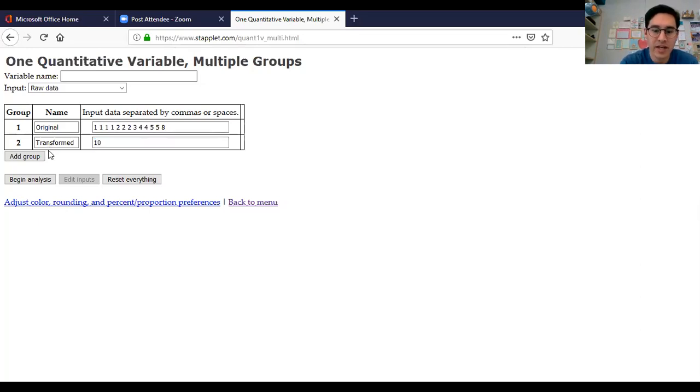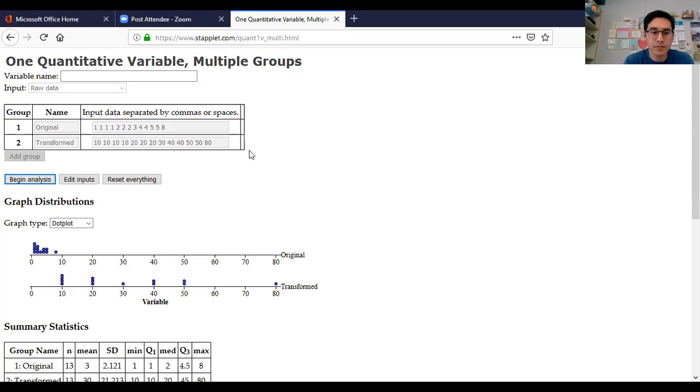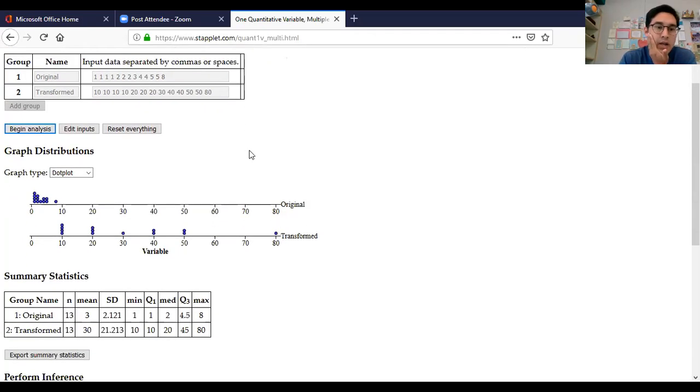Then I'd have 10, 10, 10, 10, 20, 20, 20, 30, 40, 40, 50, 50, and 80. So maybe those scores make more sense for my gradebook. Now we can see here are the original scores, which all fell between 0 and 10, and here are the transformed scores. Everything got multiplied by 10.